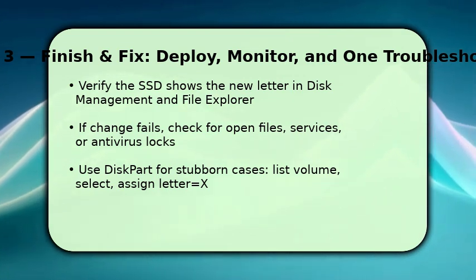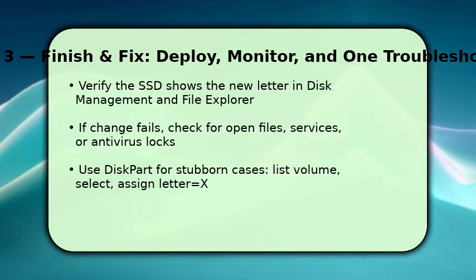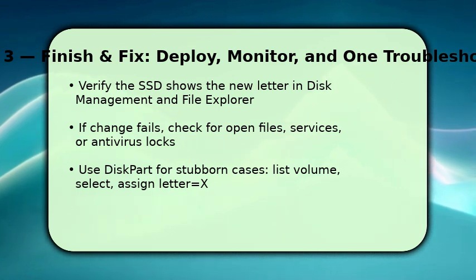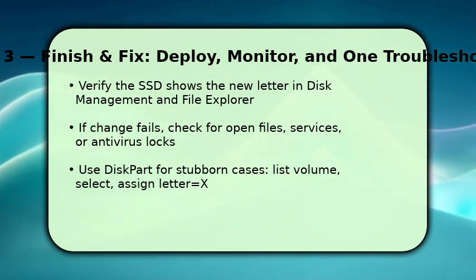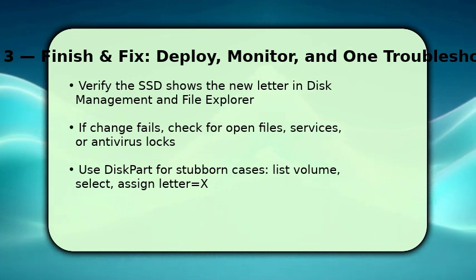Once done, you can use DiskPart as an advanced option. Open an elevated CMD, run DiskPart, then list volume, select the correct volume, and assign letter equals X. If problems persist, restart. That often clears locks and finalizes the change.